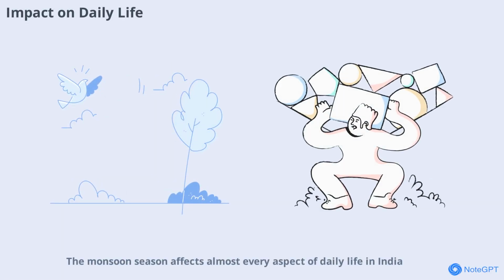Monsoon season affects almost every aspect of daily life in India. From agriculture and water supply to transportation and health, the rains bring both benefits and challenges. Flooded roads, waterborne diseases, and power outages are common problems during heavy rains. On the other hand, the monsoon also cools the air, fills reservoirs, and supports the growth of crops and forests. People eagerly await the rains as they bring relief from the summer heat and support livelihood.